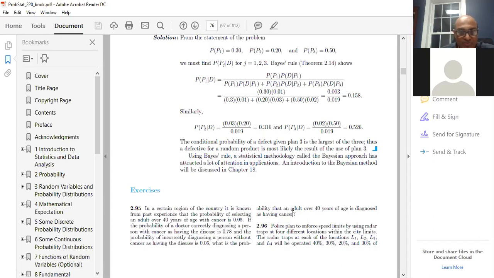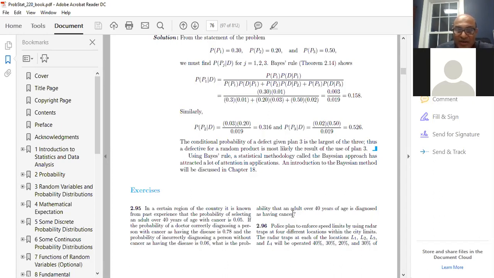So I would like to combine both the examples, 2.95 and 2.97. First of all, we will read the examples, and then I will solve both the examples simultaneously, and after that we'll go for the next example. So first of all, 2.95, let me read this example for you.